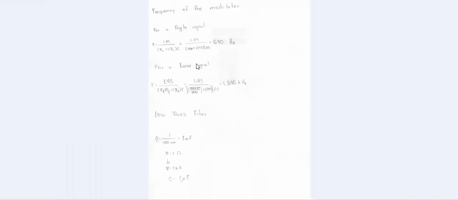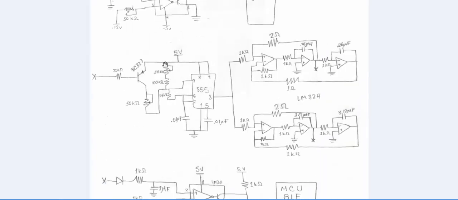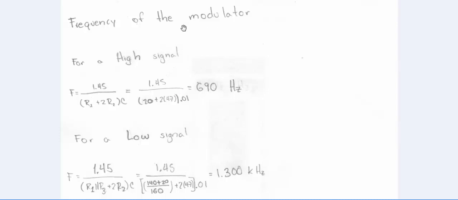So now that we have seen the whole diagram of the system, the electrical diagram, we're going to see where the values of the resistance and capacitance come from. So first we're going to check the modulator, that is this part. What we are looking for is the frequency of the modulator. So we are going to have two cases.